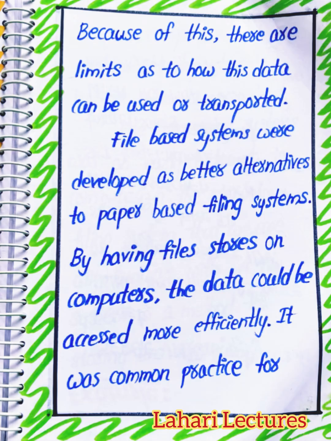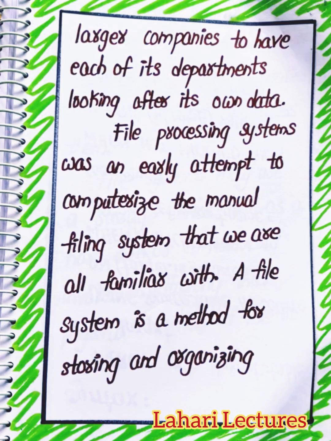File-based systems were developed as better alternatives to paper-based filing systems. By having file stores on computers, the data could be accessed more efficiently. It was common practice for larger companies to have each of its departments looking after its own data. File processing systems was an early attempt to computerize the manual filing system that we are all familiar with.